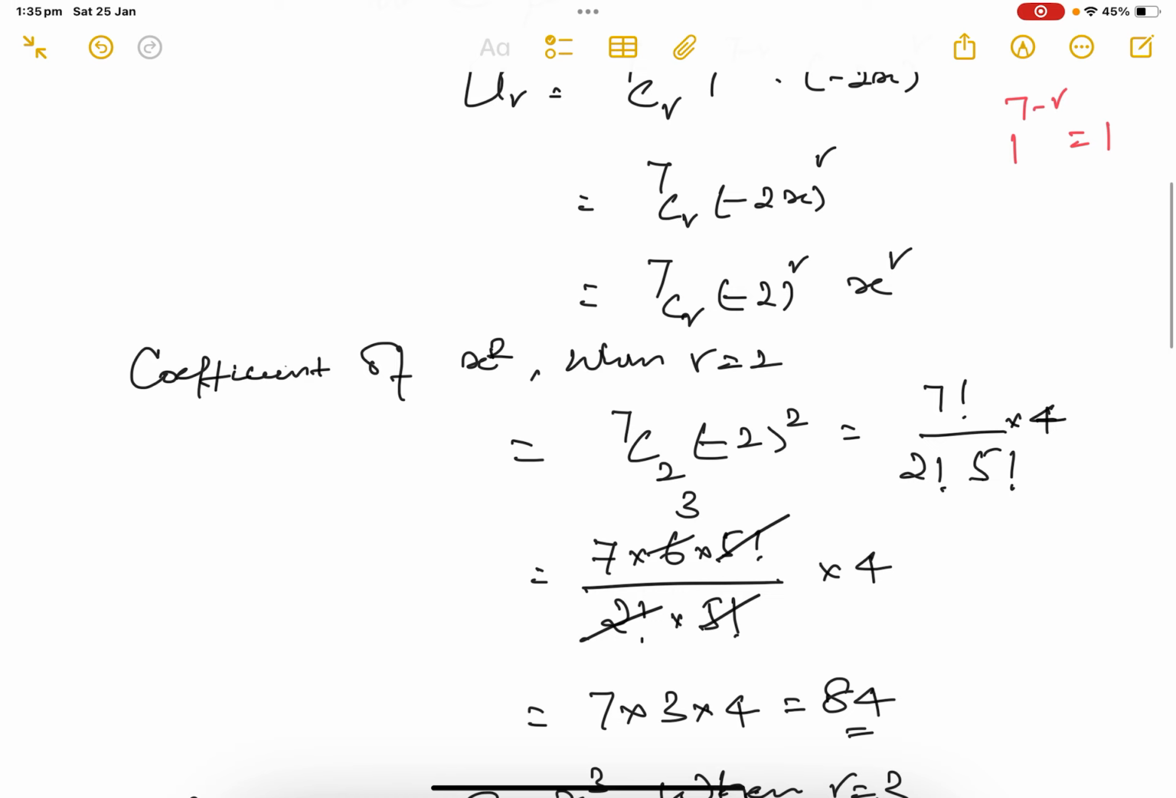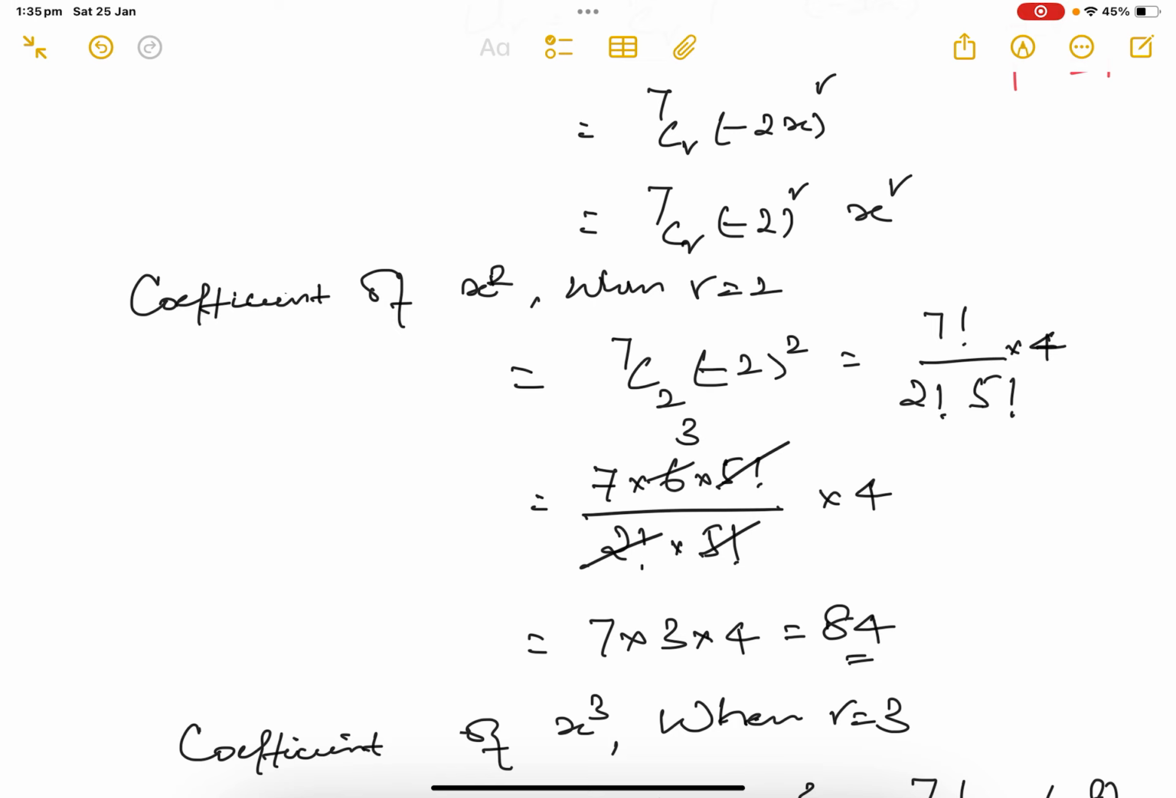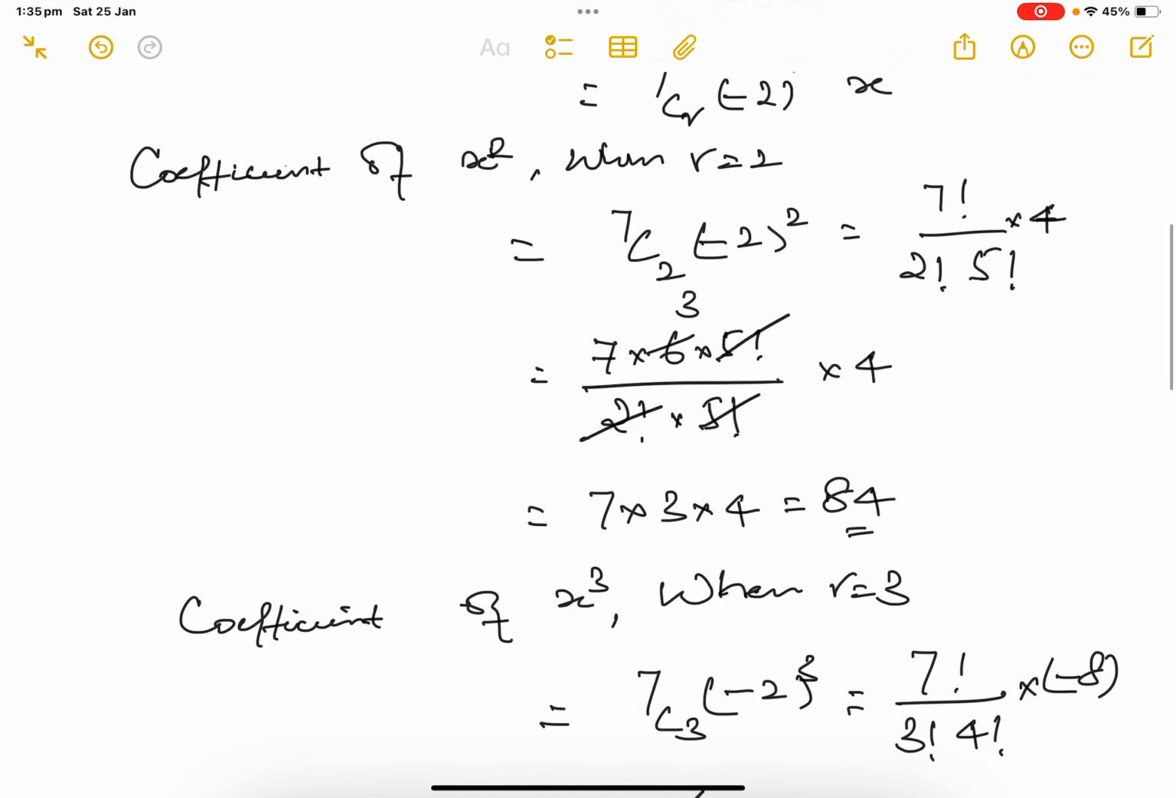We need to find x to the power of 2, so r equals 2. The coefficient of x squared when r equals 2 is 7C2 times (minus 2) to the power of 2. That is 7 factorial divided by 2 factorial times 5 factorial, times (minus 2) to the power of 2. Minus 2 times minus 2 is positive 4.